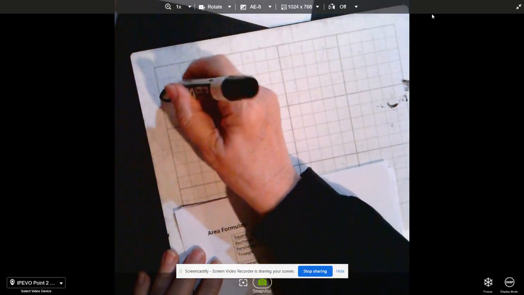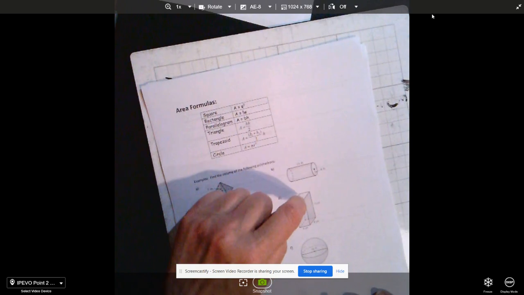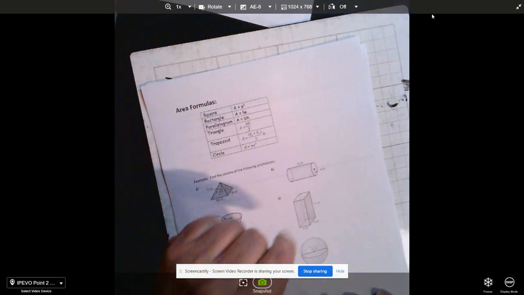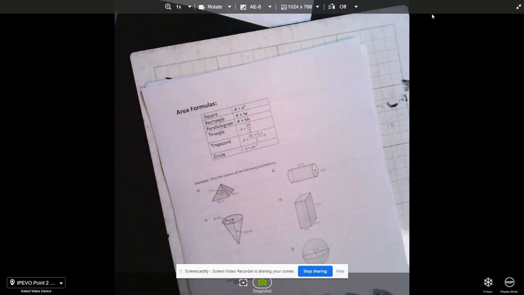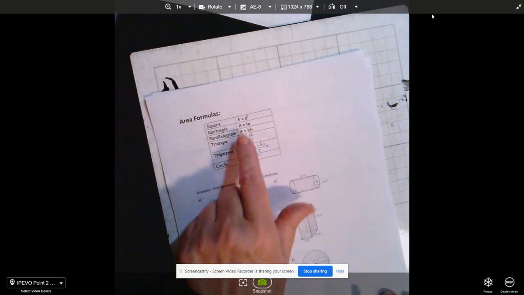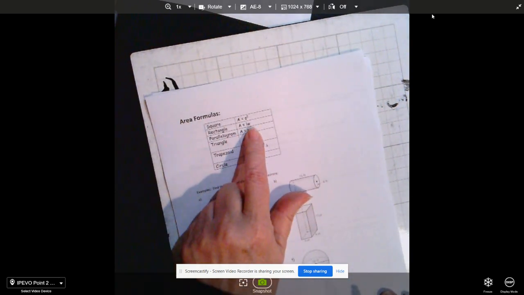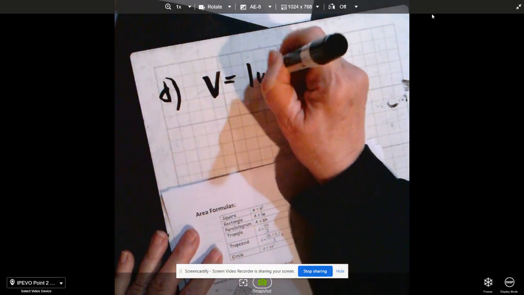On D, that one has 2 parallel bases that are rectangles. So I know that this is a rectangular prism. The formula for a rectangular prism is the area of the base times the height. And I know because it's a rectangle, the area of the base is length times width. So the volume is really going to be length times width times height.